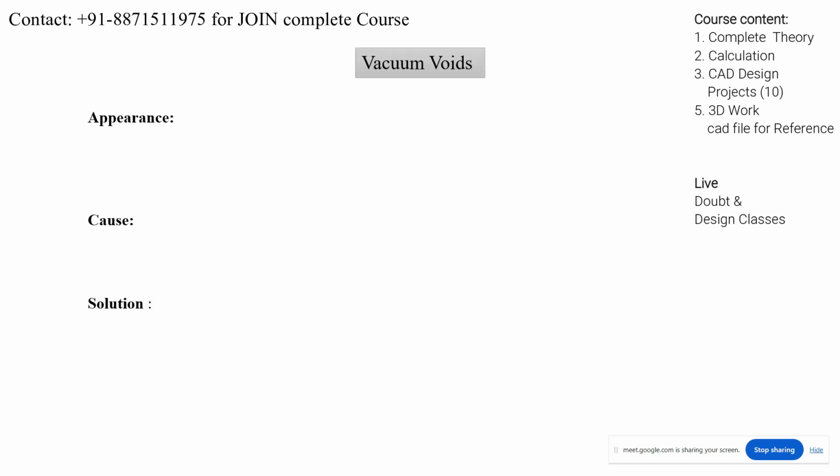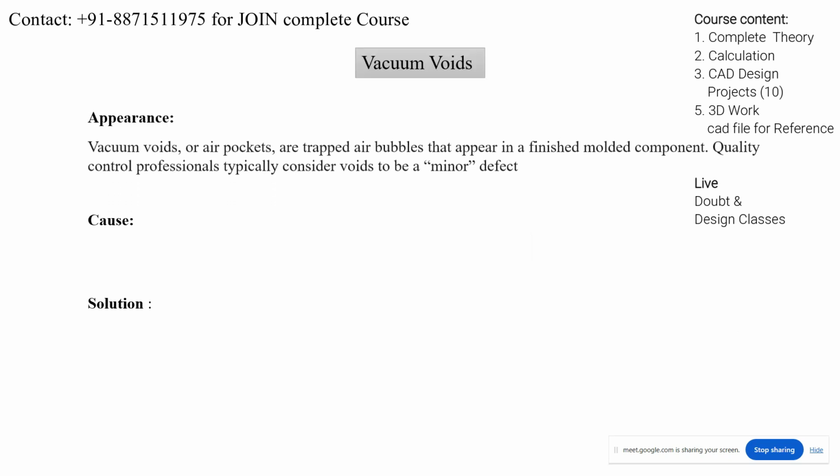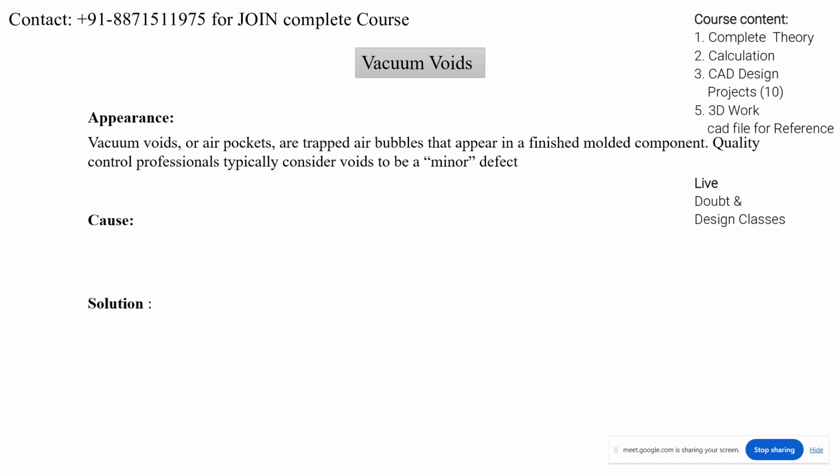right? Okay. Chalo, vacuum and voids. Tell me, vacuum and voids. Vacuum or voids is nothing but bubbles in the plastic component. For example, if we have a transparent component, it will appear in the component. Or if we have a colored component, it will not appear there, right? Vacuum voids are directly related to the burn mark. You can see that.